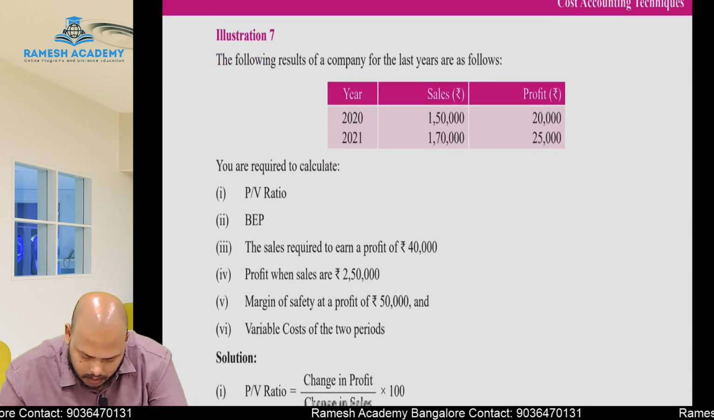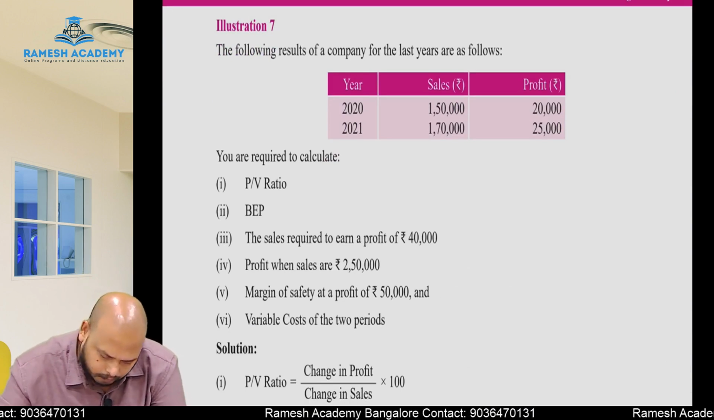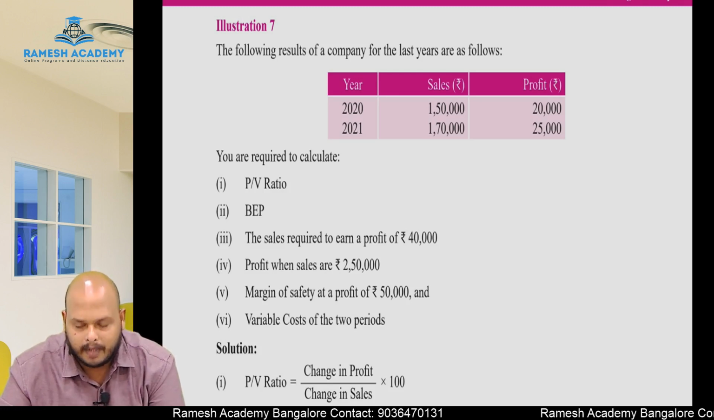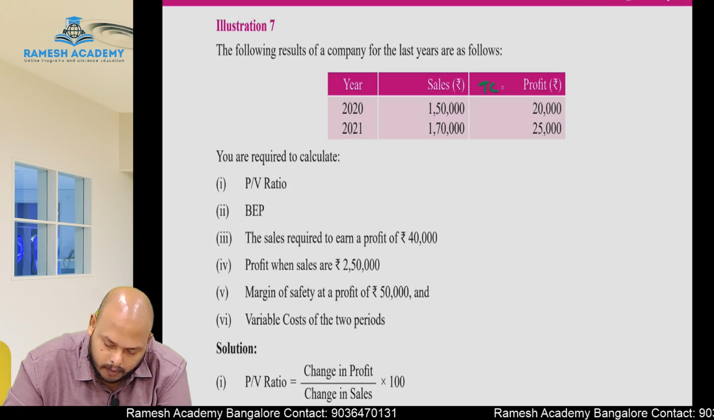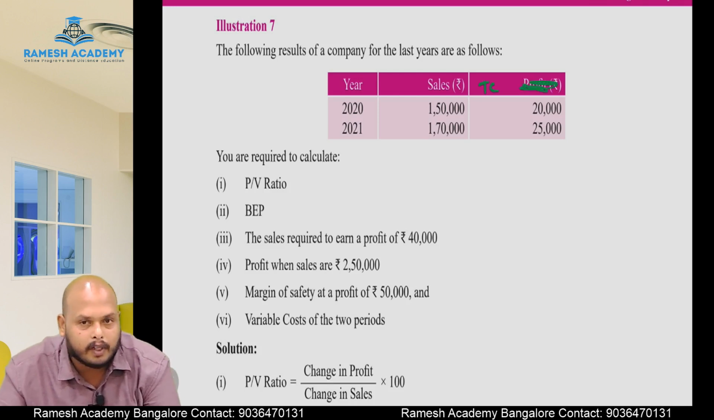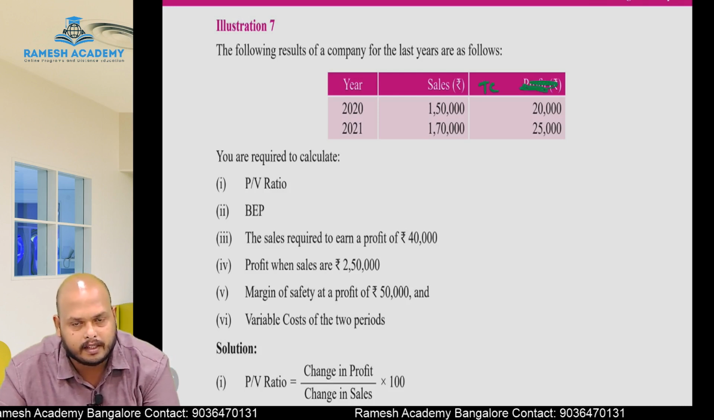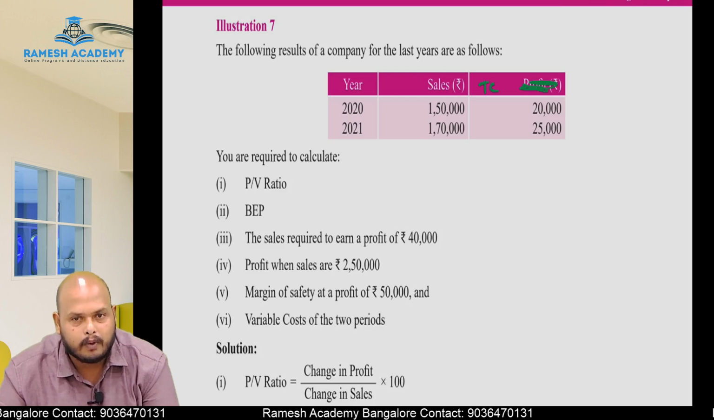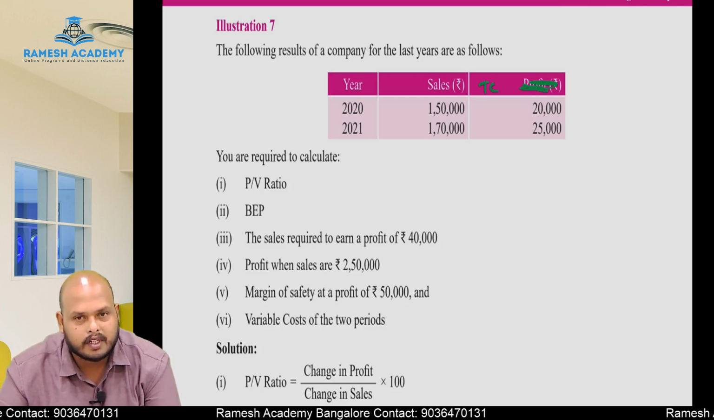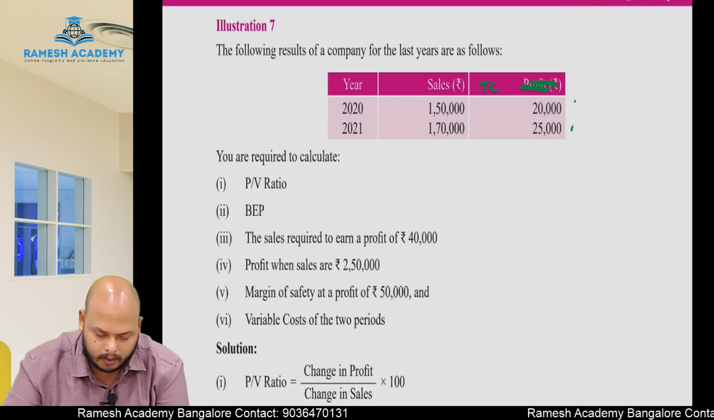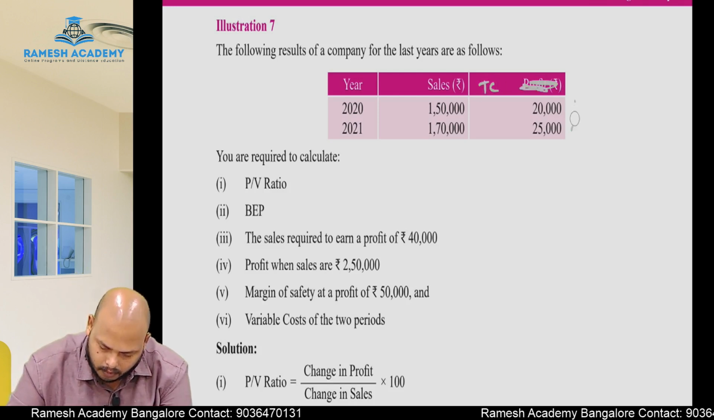Next, illustration number 7. See here, he is giving sales and profit. Sometimes he won't give profit, he will give total cost. What will you do then? If he is giving profit, you write directly change in profit by change in sales. If he is giving total cost, first you have to find out profit. How, sir? Sales minus total cost is nothing but profit. First you have to find out the profit for year 2020, profit for year 2021, then later you have to solve the question.